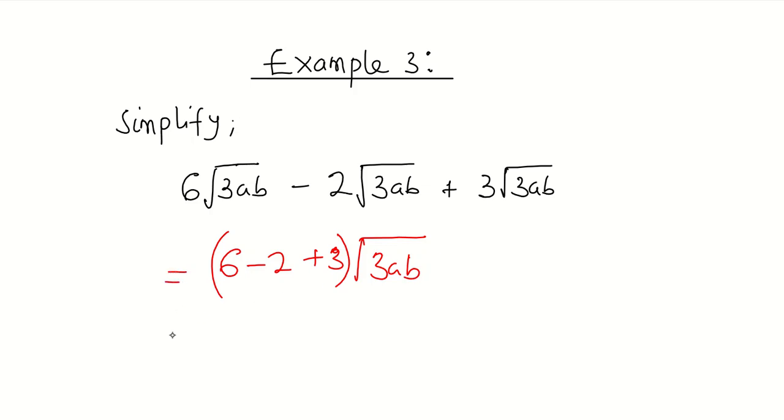Now we know that 6 minus 2 plus 3 is going to give us 7. So at the end we have here as 7 square root of 3ab. So this becomes our answer.